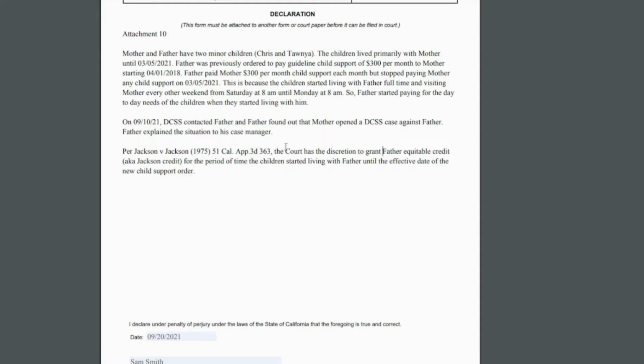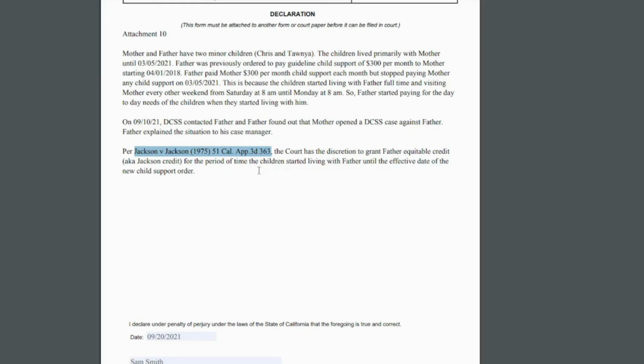And basically, this means that the court has the discretion to grant father equitable credit, aka Jackson credit, for the period of time the children started living with father until the effective date of the new child support order. So that's what we want the court and Mom to get out of that piece of case law that we cited there. And the reason why this is important is because the court can't modify child support retroactive to before the date that the motion was filed.